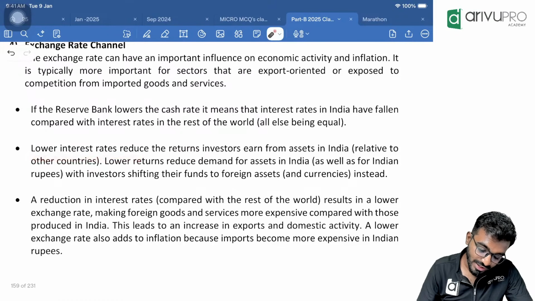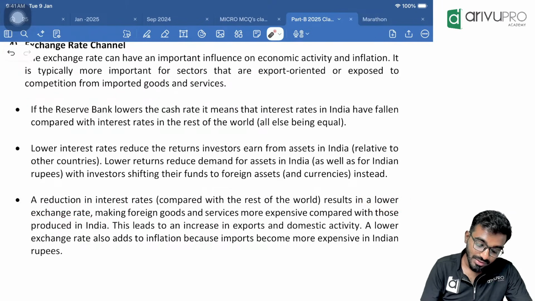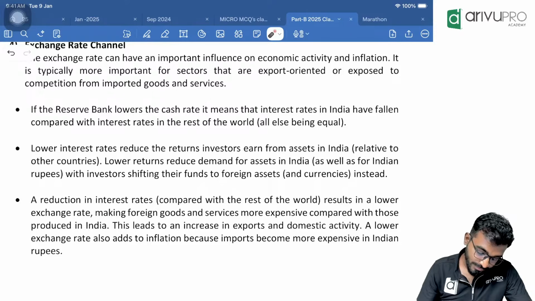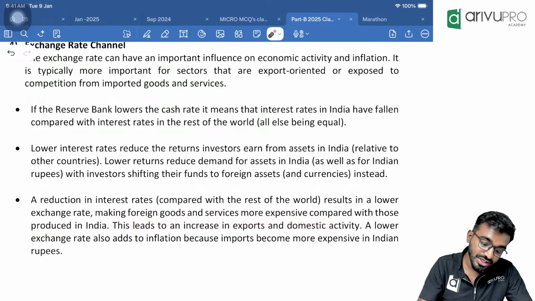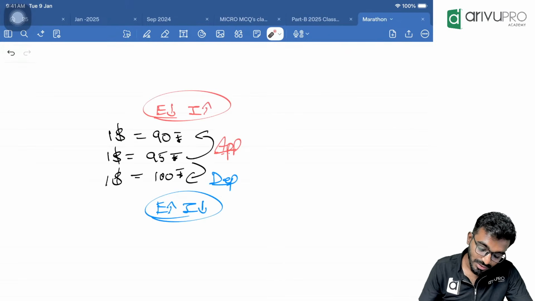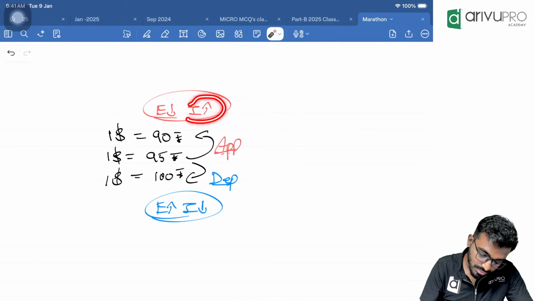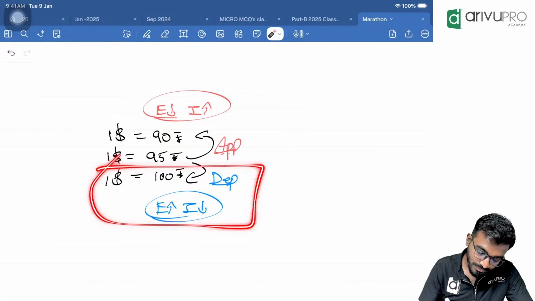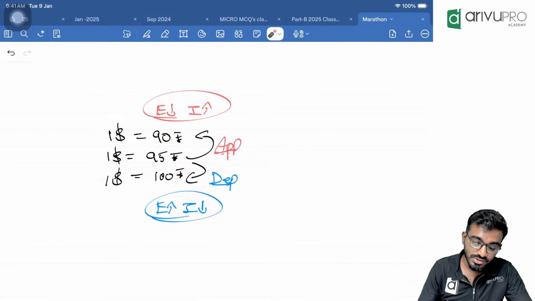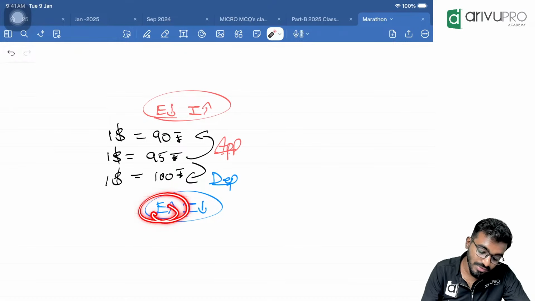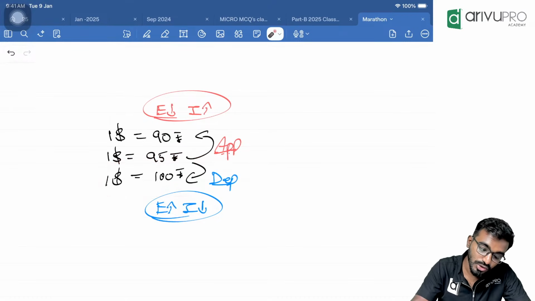Lower interest rate reduces the returns on investment from assets in India. So with a lower rate of return, demand for assets in India will go down, and reducing the interest rates will lower the exchange rate. That means the exchange rate will become lower, making foreign goods and services more expensive compared to those produced in India. That means we will stop importing. Foreign goods and services become more expensive, or Indian goods become cheaper. Depreciation, sorry, we spoke about that.